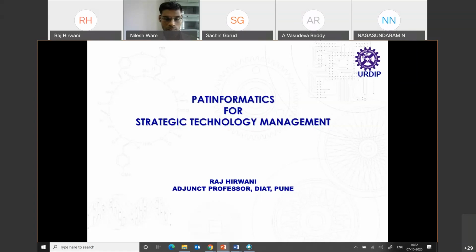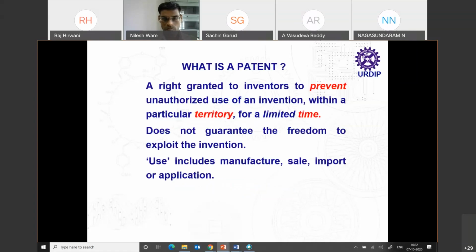What is a patent? A lot of people have misconceptions about patents. They think, they've got the patent, so they got the monopoly, they can do whatever they want, they got all the rights, nobody can touch them, touch their invention. So let us see what the patent gives you. It is granted to inventors to prevent unauthorized use of an invention within a particular territory for a limited time.